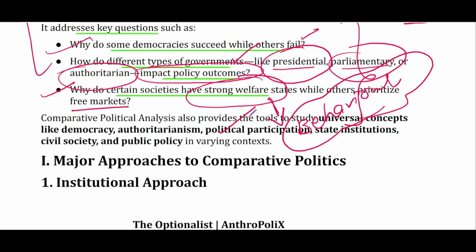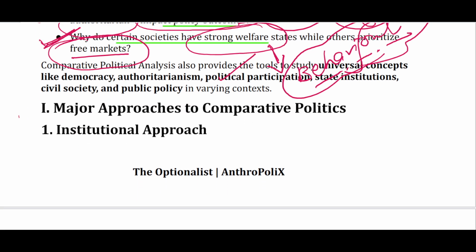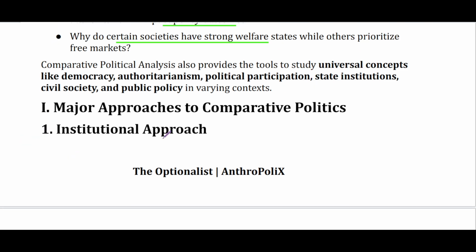Like America की बात करें USA, it mostly toes the line of free market. Whereas Scandinavian models की बात करें या other democracies की बात करें, European democracy की बात करें, South Asian democracies की बात करें, they go for strong welfare system. So the comparative political analysis also studies why there is such a behavior. It is not just individual behavior, it is behavior of a whole society. Now let's have a look at the major approaches to comparative politics, and first one is the institutional approach.